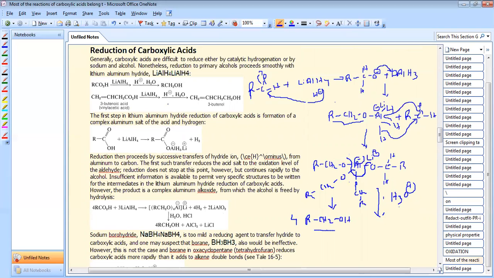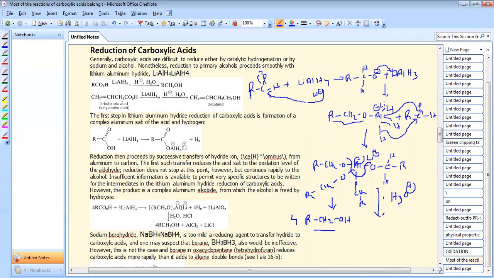Whereas if you carry out the same reaction with BH3, what happens? This carboxylic group will be reduced to the corresponding alkyl, and this double bond is also reduced to alkane. So BH3 is not a selective reducing agent. That's why, for selective reductions, we have the provision to select a suitable reagent.